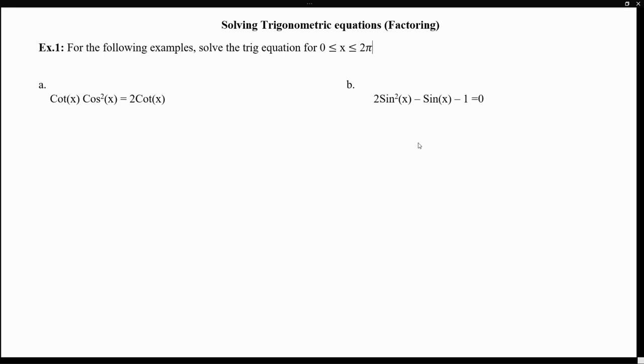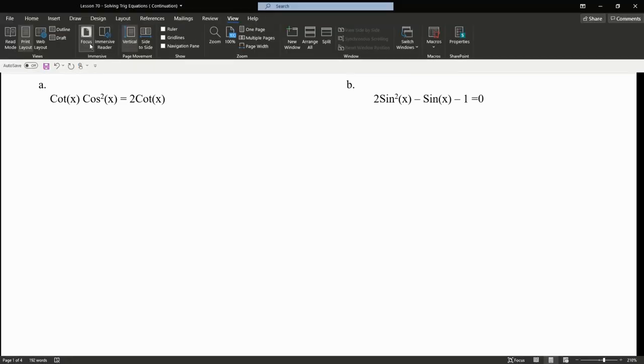Before we look at the example, let's actually see what we're doing. For the following examples, we're going to try to solve the equation, and we're only going to look at values that are between 0 and 2 pi. All right, the same idea that we used for the other examples holds true.